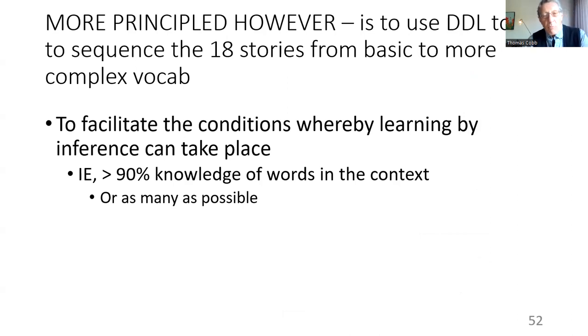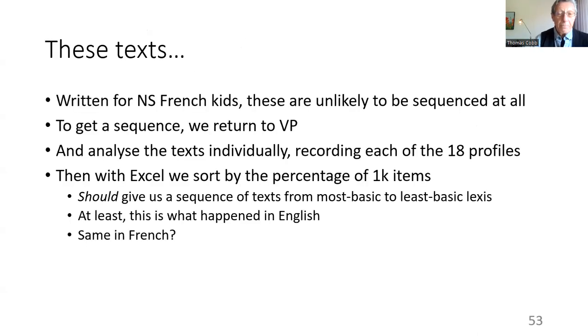But I'm more interested in a more principled approach. That would be, if you knew which words, just give them to them using data-driven learning tools. But I like the idea of them learning from text without learning tools, except behind the scenes. More principled is to use them to sequence the 18 stories from basic vocab to more complex vocab. In other words, to facilitate the conditions whereby learning from inference can take place. Okay, these texts, Petit Nicolas, are written for native speakers. They are not sequenced. Why would they be?